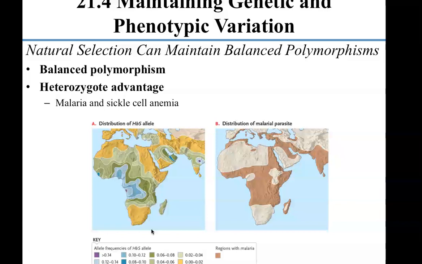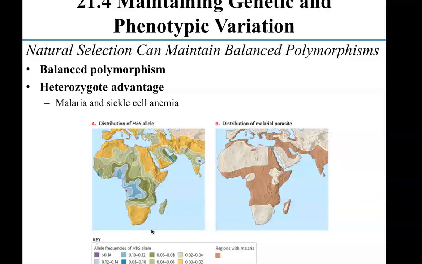All right, and this happens in cases where there's a heterozygote advantage. So heterozygote advantage is what it sounds like. It's when heterozygotes have higher relative fitness than homozygotes. And the best example of this, perhaps, is sickle cell anemia. So in sickle cell anemia, individuals that are heterozygotes produce red blood cells that help confer protection against malaria.